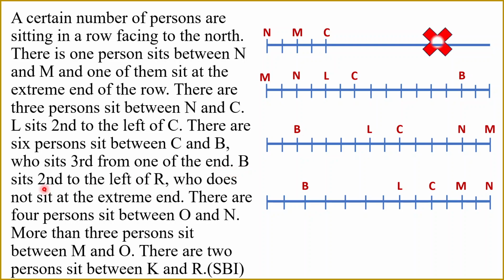Now B sits second to the left of R, who does not sit at an extreme end. Here who means R. R does not sit at any extreme end.